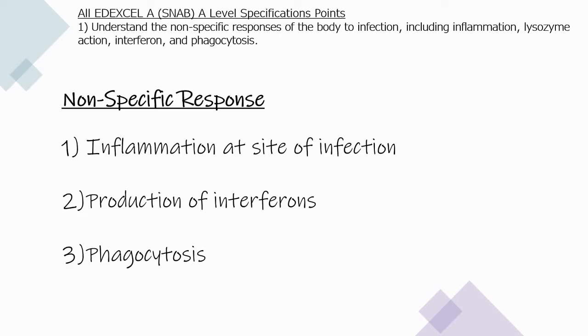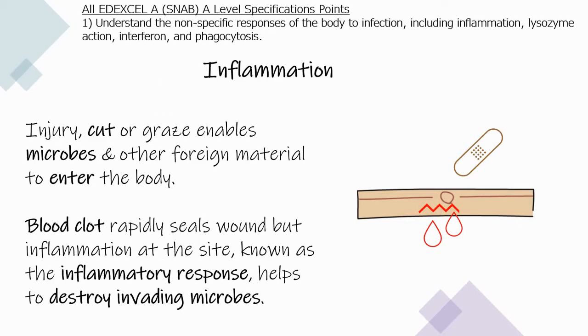So what happens when pathogens do bypass our defences and get into the body? Initially we have a non-specific response, and this involves inflammation, production of interferons, and a process called phagocytosis. So inflammation. As we said, when we get cut on our skin, this enables microbes to enter the body. Initially it's the blood clot which seals the wound, but it's the inflammation at the site, known as the inflammatory response, which helps to destroy any microbes that do invade and enter the body.